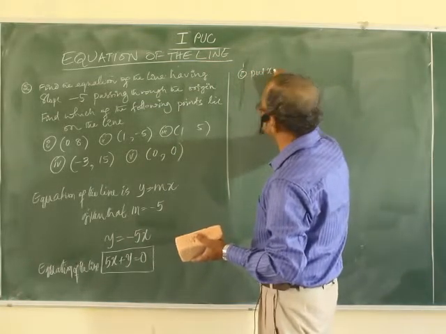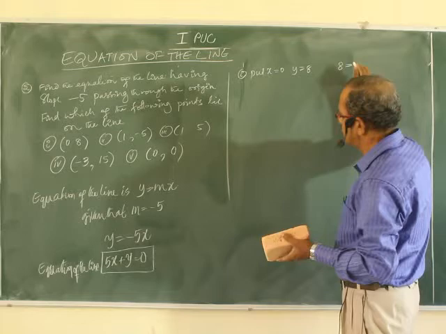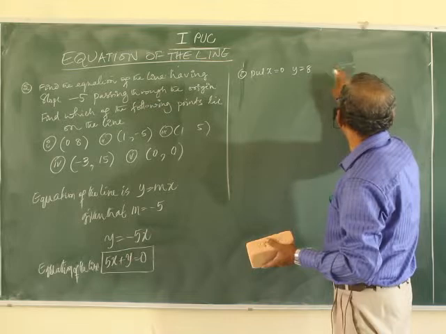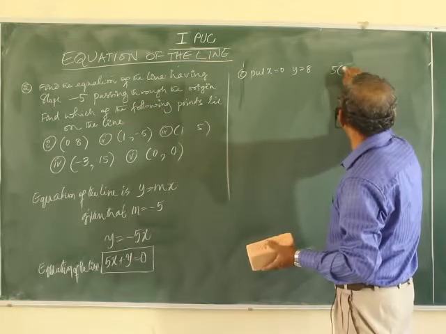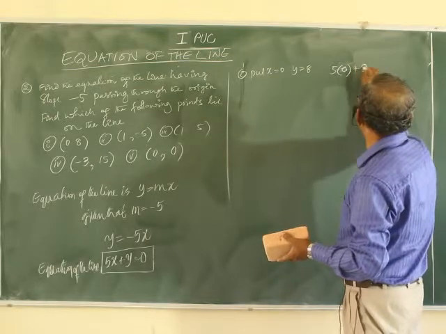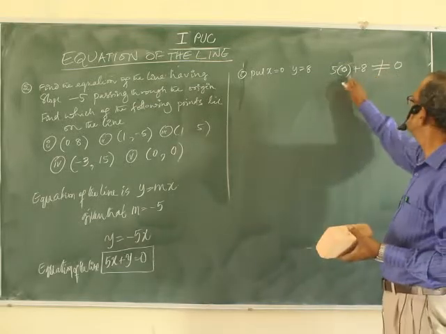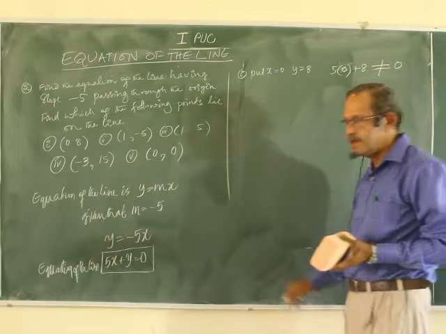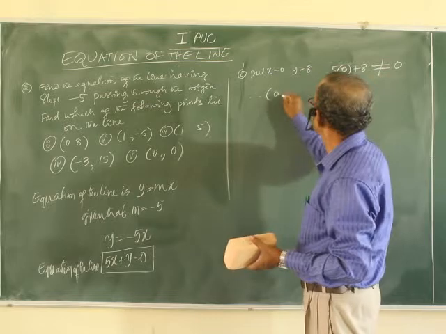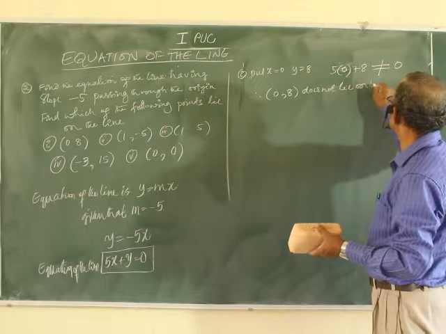Put x equal to 0, y equal to 8. In 5x plus y, 5 into 0 plus 8 is not equal to 0. 0 plus 8, it should be 8, not 0. We must get equal to 0, then only the point lies on the line. Therefore, 0, 8 does not lie on the line.